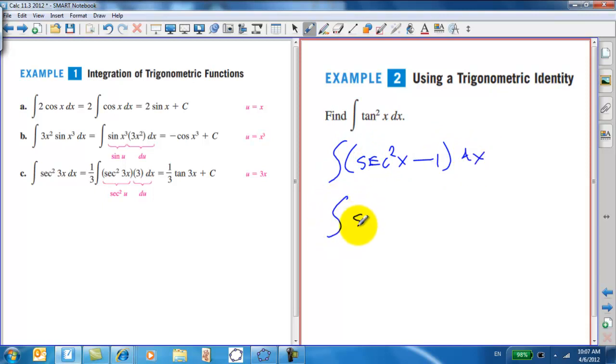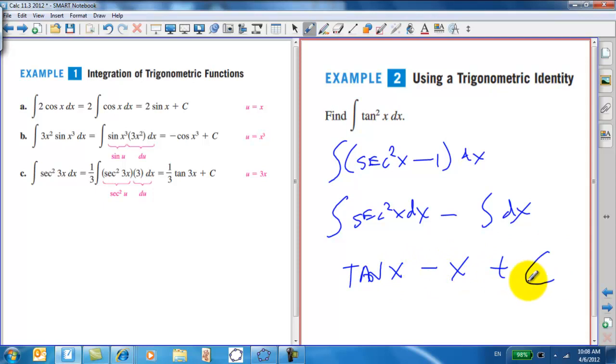So you get the integral of secant squared of x dx minus the integral of dx. So you just get tan. Remember how the derivative of the tangent is secant squared, so the integral of secant squared is tan. Tan x minus x plus your constant of integration.